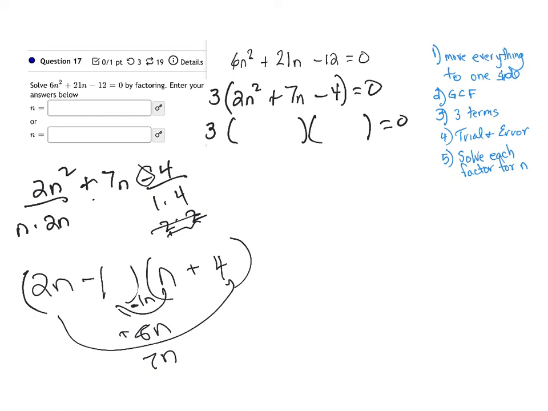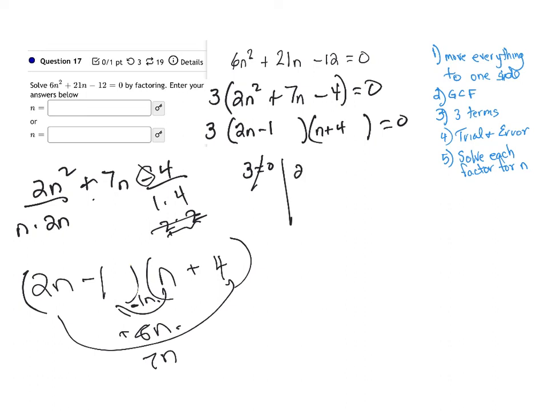And distributive property there to double check, or FOIL, 2n times n is 2n squared, 2n times 4 is my 8n right here, negative 1n right there, and then negative 4 on the ends, so it does check. So I have 2n minus 1 and n plus 4. So everything's factored. I'm going to put each factor equal to 0. So 3 is a factor equal to 0. Well, 3 does not equal 0, so you could just leave that off.